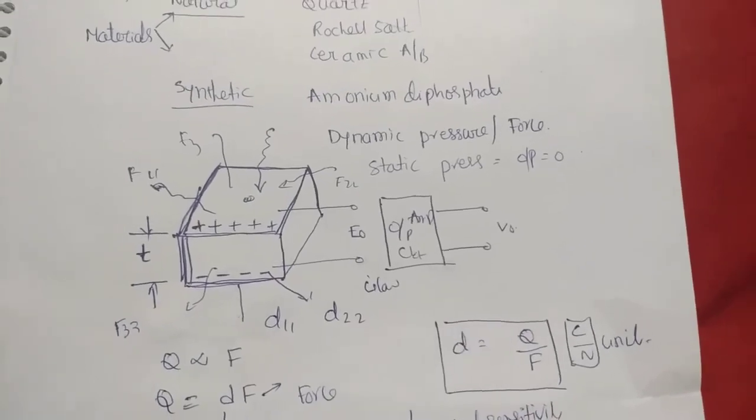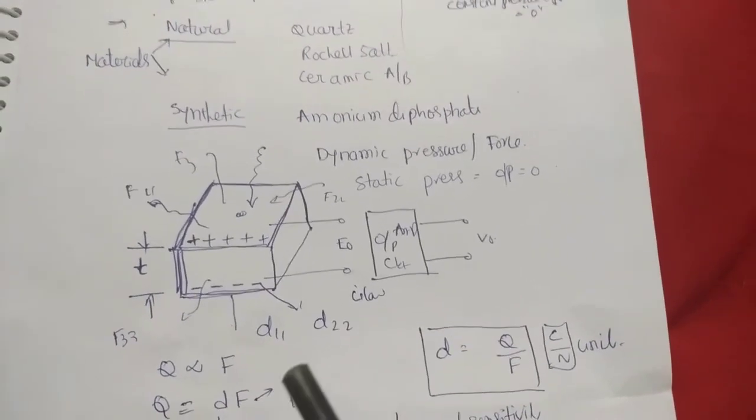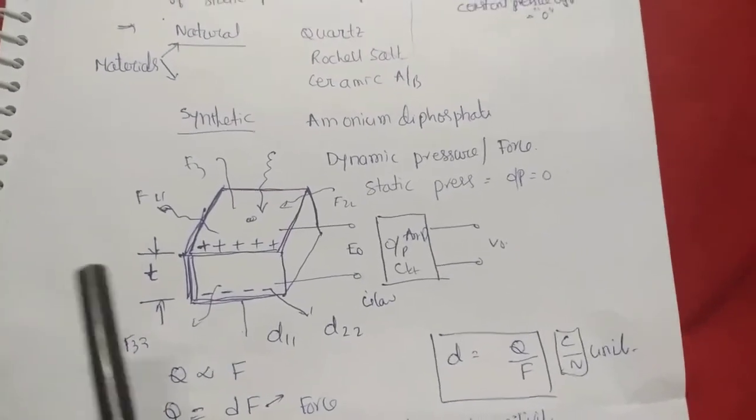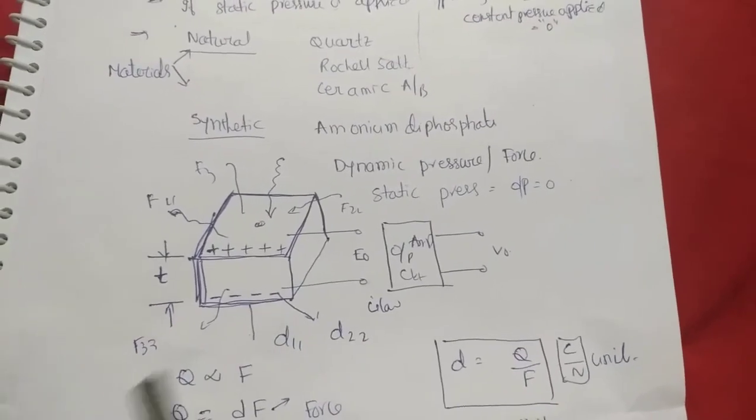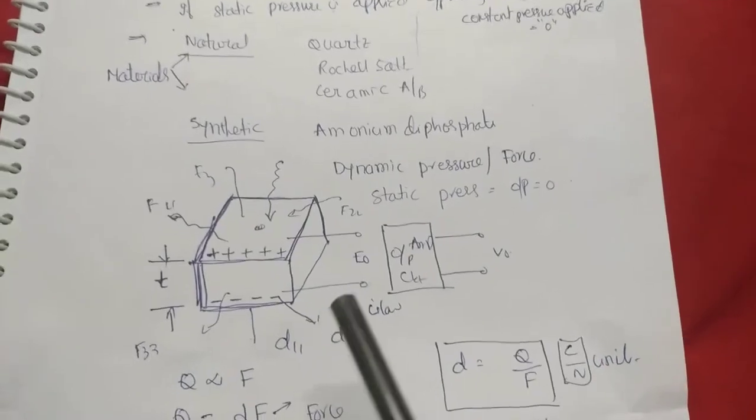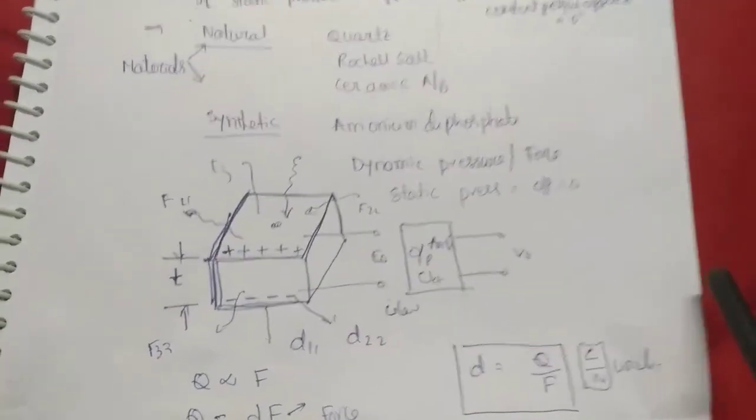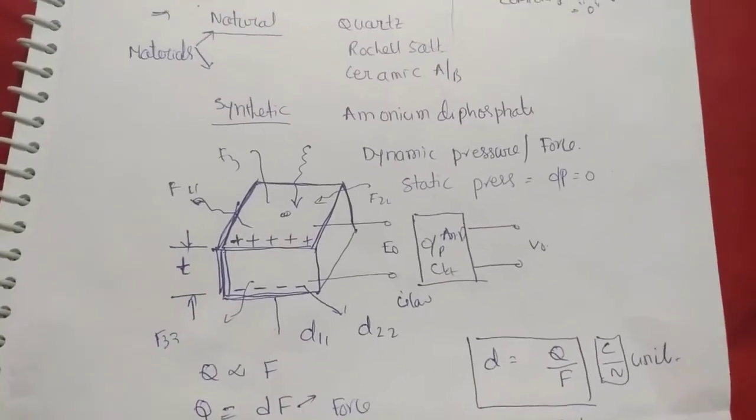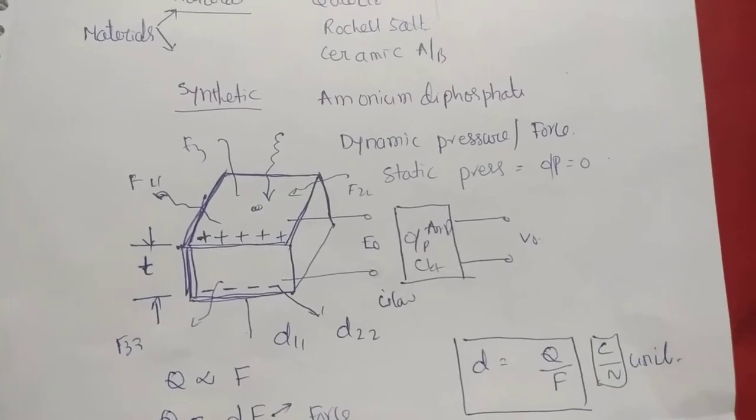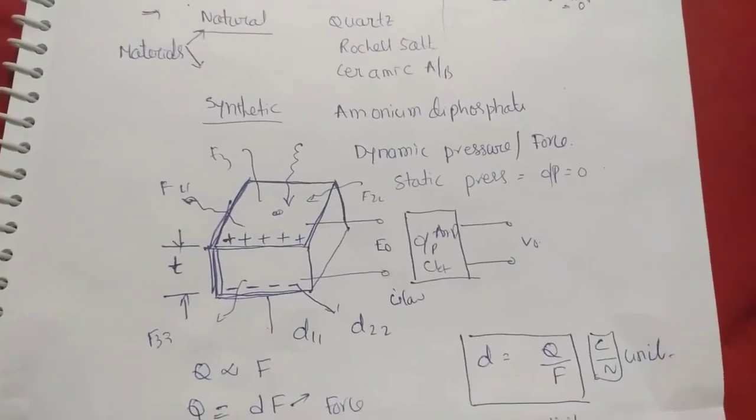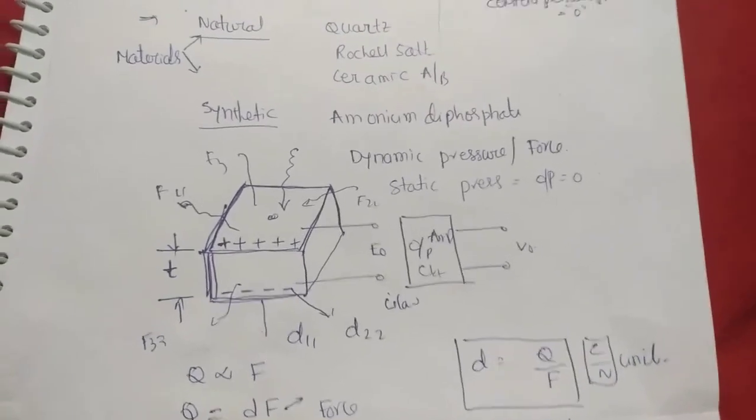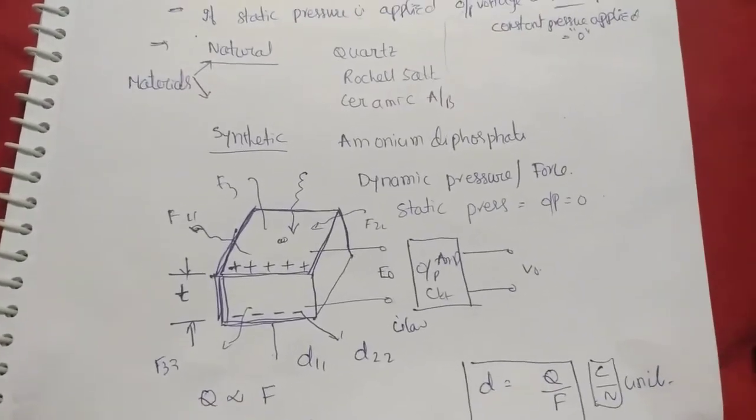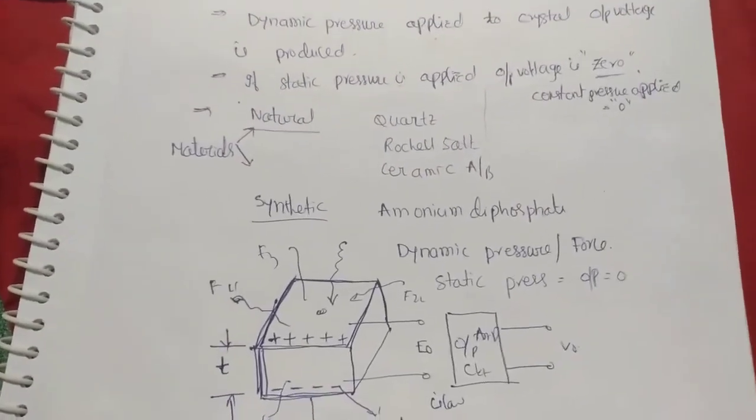The same piezoelectric crystal works as an inverse transducer. That means you are giving an input voltage across the crystal surface, and because of the applied voltage the crystal deforms and produces vibrations at the output. So it is a transducer and an inverse transducer: voltage is converted into vibrations, and vibrations, pressure or force are converted into output voltage. This is the basic principle of operation of a piezoelectric transducer.